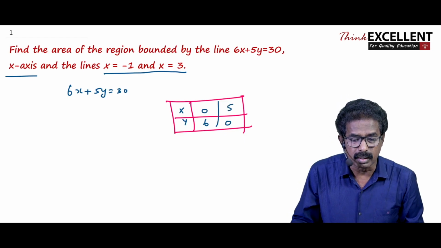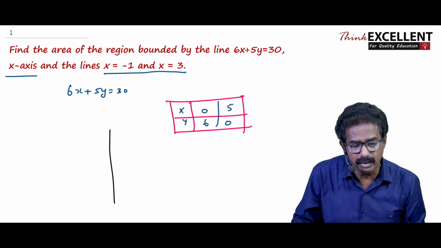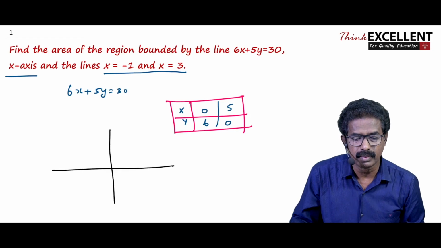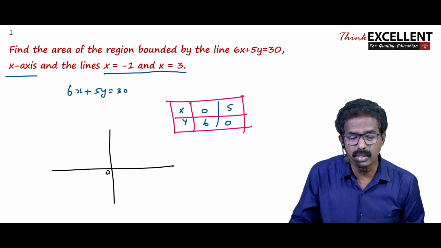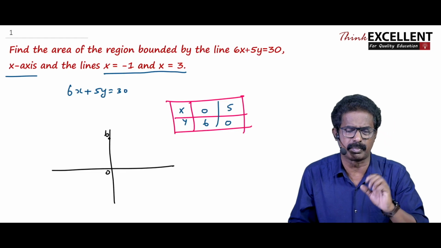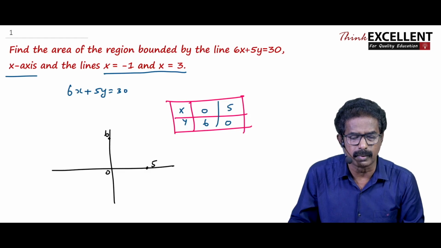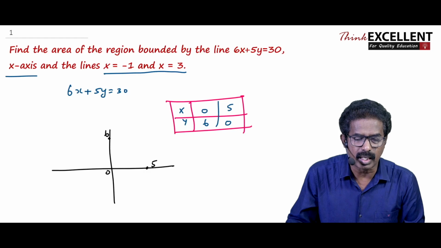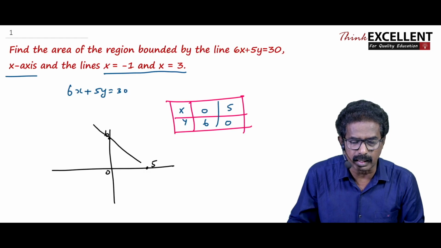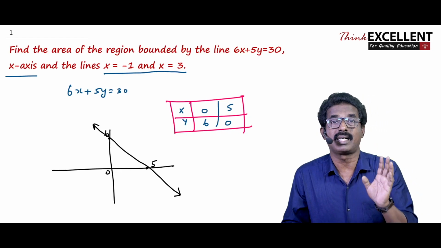Now you know the points, so you can draw a rough diagram. Don't spend much time on the diagram. The points are 0, 6: x is 0, y is 6, so the point is somewhere here. Roughly mark it. And the point 5, 0. Okay, this is 5, 0. Join the two and extend it. This is the line. You can use a scale and pencil to draw a better diagram. Okay, right. So this is the curve.